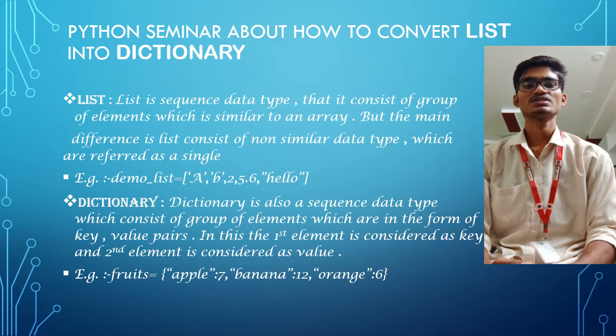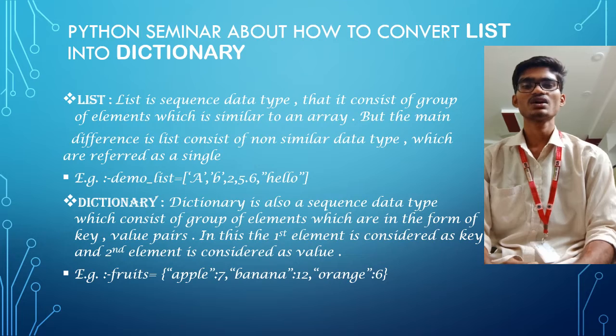Here fruit is a dictionary name that consists of the elements apple colon 7, banana colon 12, orange colon 6. The key value pairs are separated by commas, and the keys and values are separated by colons, and they are enclosed with open curly braces and closed curly braces. As we see, apple, banana and orange are keys from the definition, and 7, 12, 6 are values.